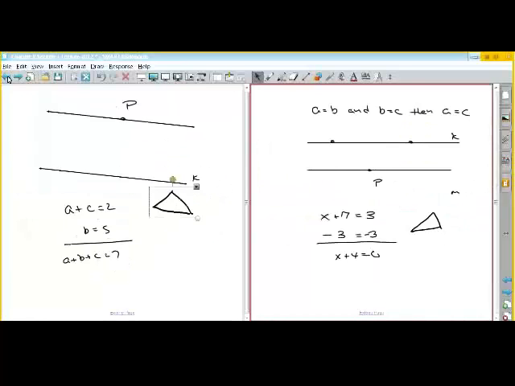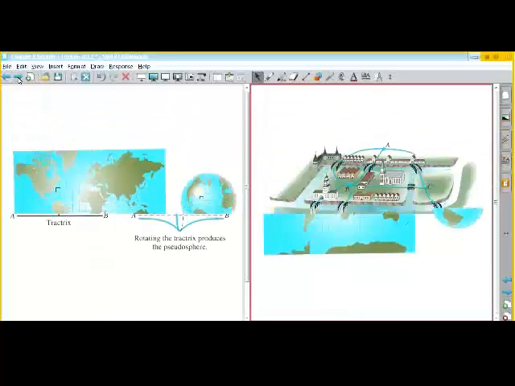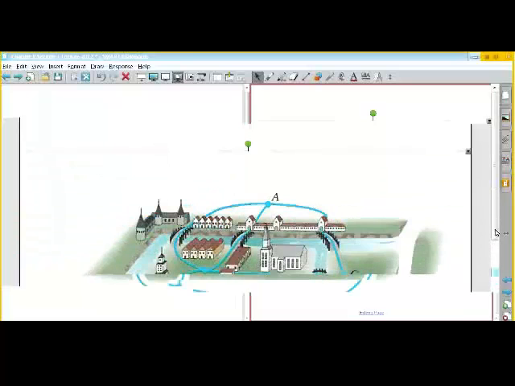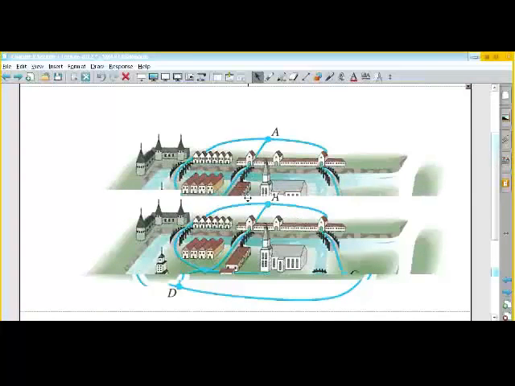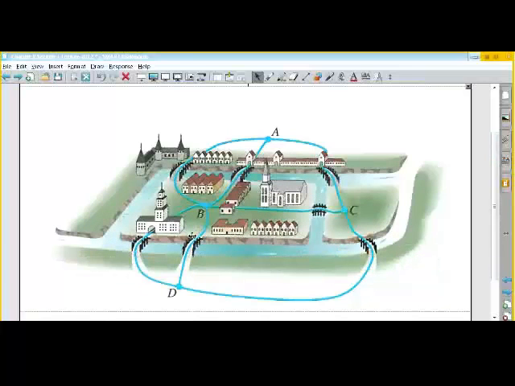And then the last thing I'm going to talk about is network theory, networks. The classic example is somebody came up with this little challenge, and it had to do with some medieval city, and there were 1, 2, 3, 4, 5, 6, 7 bridges, and the question was, could you cross all the bridges without traveling the same road twice? Okay.